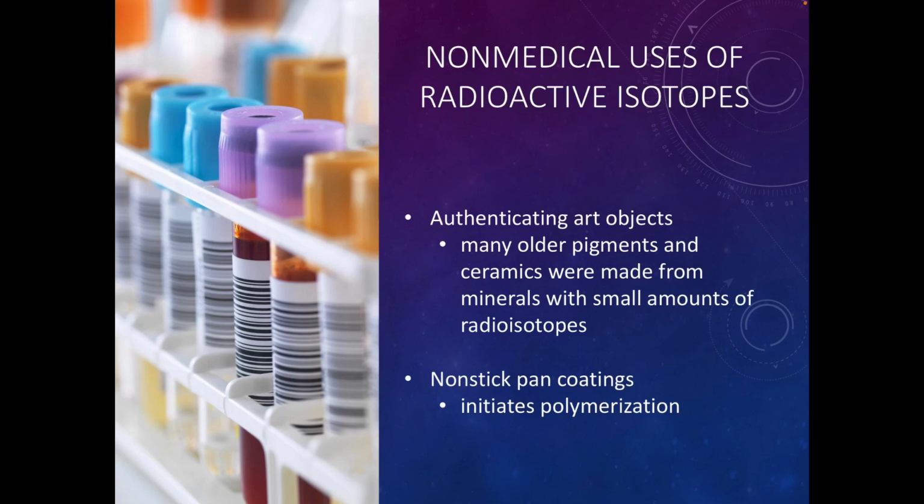We can also use it to authenticate old art objects. A lot of older pigments and ceramics were made from minerals that have small amounts of radioisotopes. So we can use things that measure radiation to determine whether that's an authentic painting or not. And then finally, we can also use it in nonstick pan coatings. A lot of nonstick pan coatings are polymer reactions, and so we'll use things like UV light to start the polymer reaction to make the Teflon coating on your nonstick pan. That is really interesting if you don't know much about it, but we don't have time to get into polymer reactions right now in this class.